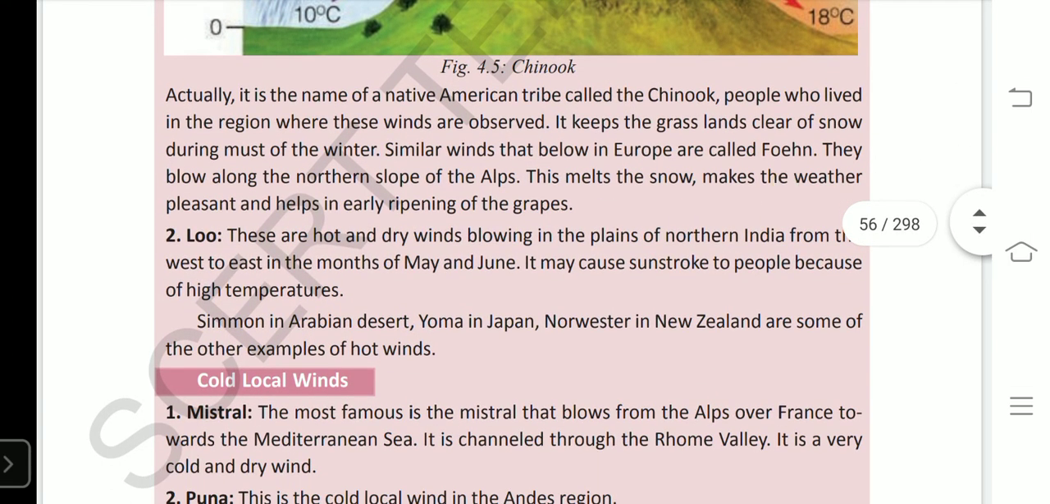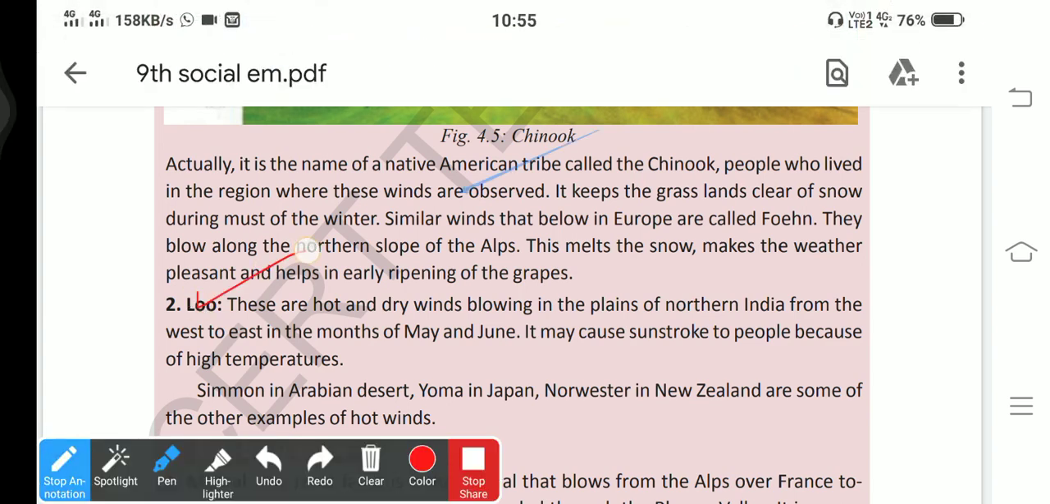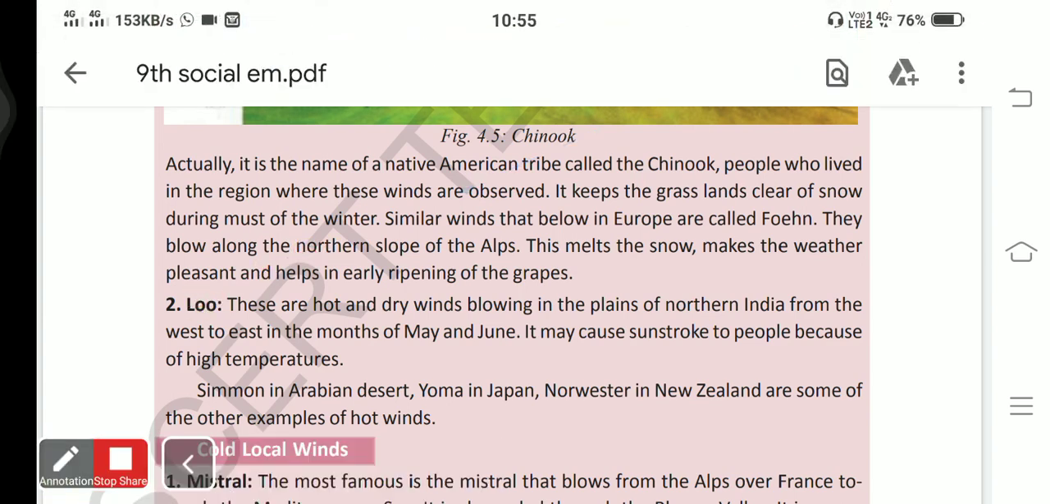Then there are hot winds blowing in India called Lu. Lu is one hot wind blowing in our India. These are hot and dry winds. They blow in northern India from west to east. In the months of May and June, the temperature is high in India, North India especially.